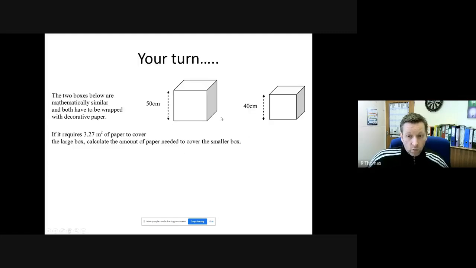This is normal. Start with get the linear scale factor, 50 divided by 40, square it to turn it into an area scale factor, and then decide if you're going to multiply or divide by that number there, right? So I'll give you 30 seconds to have a go with that. Off you go.